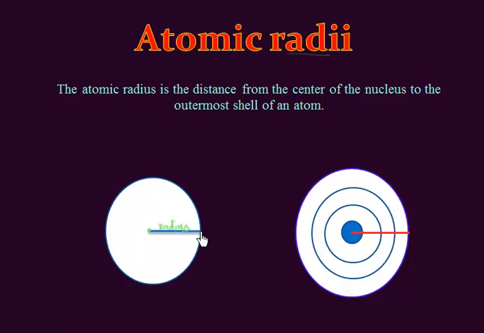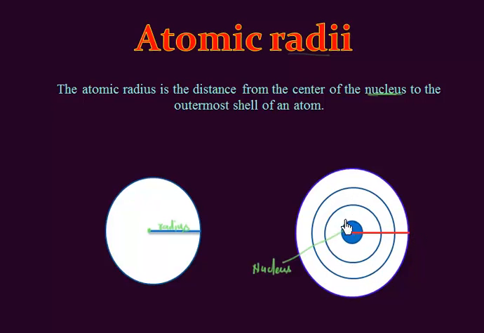In a similar manner, we measure the radius of an atom. It is the distance from the center of the nucleus, the central part of an atom, to the outermost shell of an atom. This is the atomic structure of an unknown atom, and this central part is the nucleus. I will mention here nucleus, and this is the outermost shell. To measure the radius of this atom, we measure the distance from the nucleus to the outermost shell.